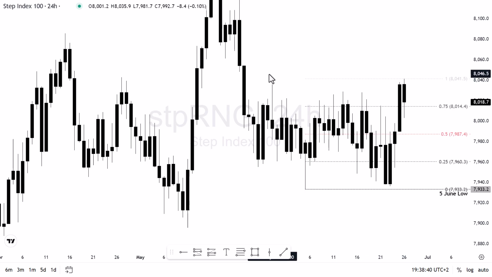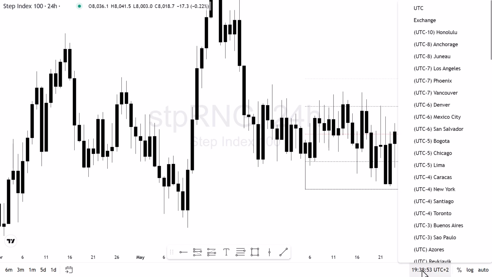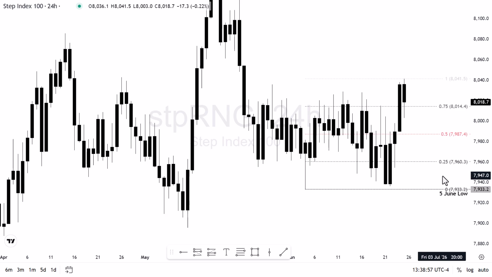So we had taken out the external range liquidity. And if I look at my time, it's been 8 minutes since our PM session had begun. Okay, so I'm going to drop down into the New York time zone, and I'm going to head over to the 1 minute time frame.